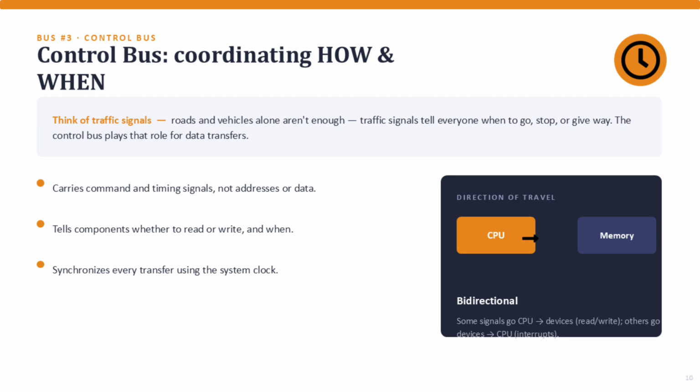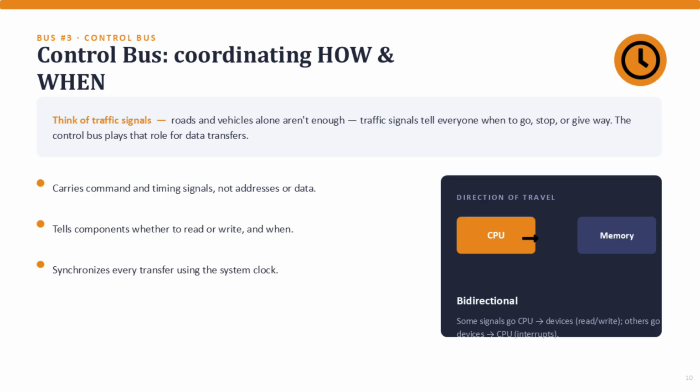Notice another important point on this slide. The control bus is bidirectional. Some signals travel from the CPU to memory or devices. For example, the CPU sends read and write commands. At other times, devices send signals back to the CPU. For example, an input device might interrupt the CPU to request immediate attention, so information flows in both directions. That makes the control bus bidirectional.